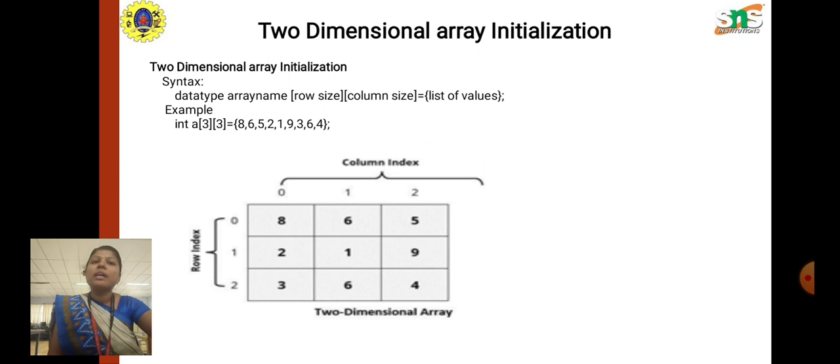Next, here is another example. Another syntax for that is data type, array name, row size and column size equal to a list of values. Okay, the list of values for those rows and columns is given as input. Here the example shows int a of 3 rows and 3 columns. So the total number of indexes is 3, 0 1 2. So the values are given as input: 8 6 5 2 1 9 3 6 4.